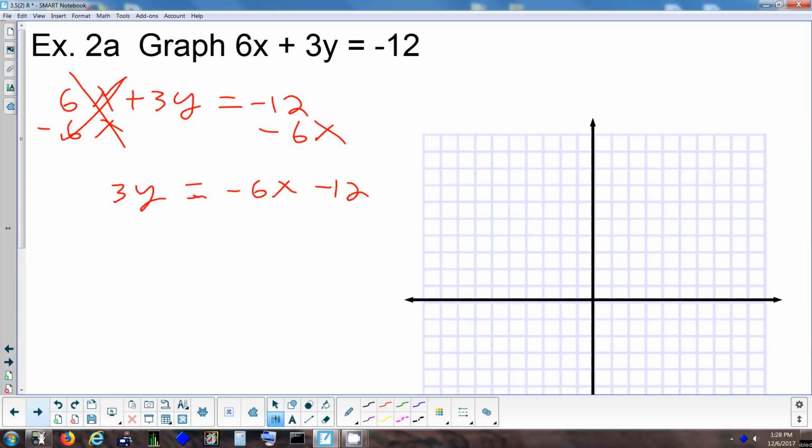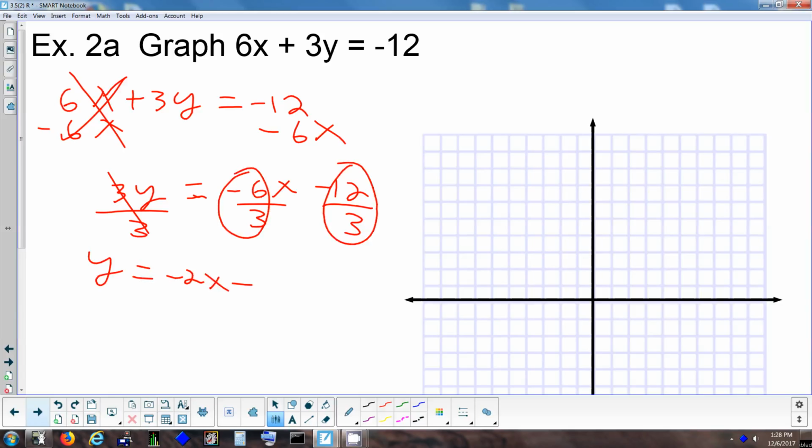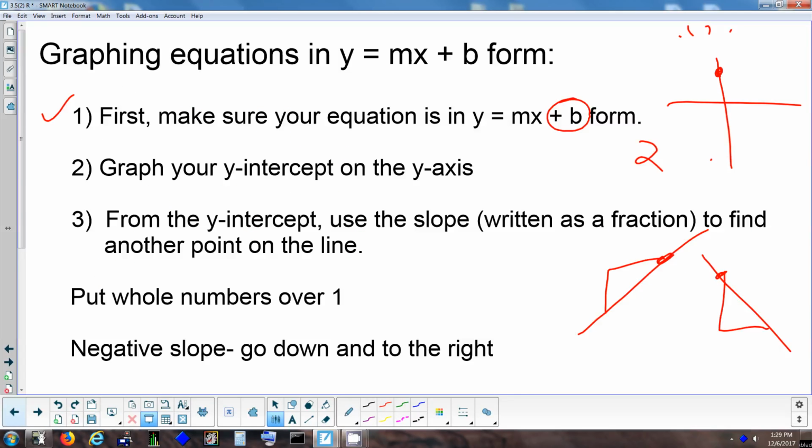Now, are we good? Is y by itself? No. What's still there that we don't want? 3. How do we get rid of the 3? Divide. Divide where? On all sides. Everywhere. Both sides. 3, 3, 3. 3 divided by 3 is 1. That's gone. What's negative 6 divided by 3? Negative 2x. Yep. And negative 12 divided by 3 is negative 4. Now we got y by itself. Now we're good.